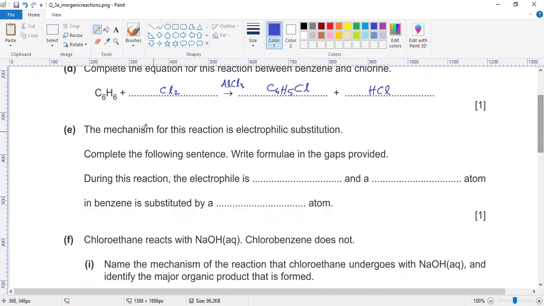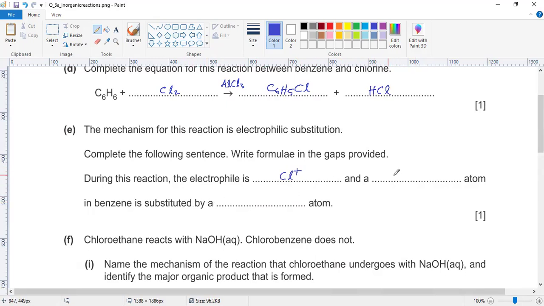Now question E. Part E says that the mechanism of this reaction is electrophilic substitution reaction, that we have already discussed. Complete the following sentence, write formulae in the gaps provided. During this reaction, the electrophile is chloronium ion. You cannot write chlorine here. You must write chloronium, Cl+, because Cl is not an electrophile, Cl+ is the electrophile.